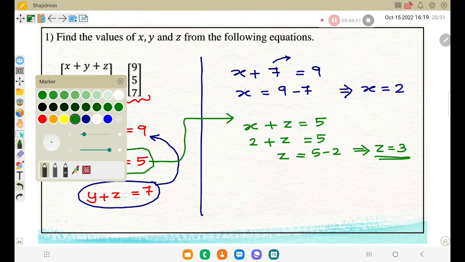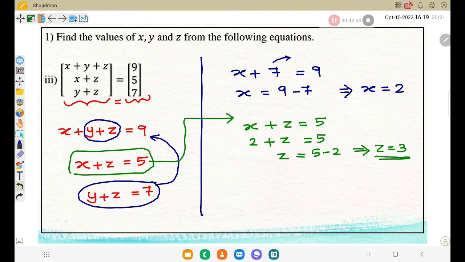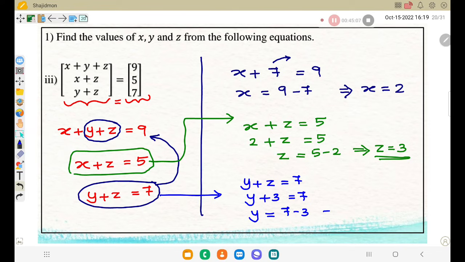Now apply those numbers in the last one here. Y plus z equal to 7. That means y plus, what is z? 3 equal to 7. That means y equals 7 minus 3, equal to 4. So y equal to 4. So we got the x number, the y number, and the z number. So a little logically we can do that question, or we can use the calculator.